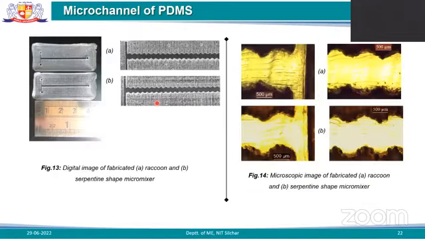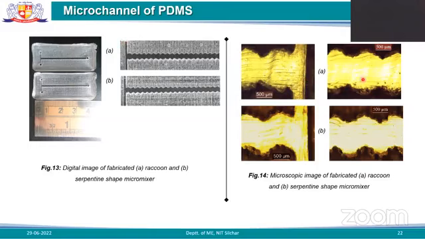So this is the physical look of what we have fabricated. These are the microchannels, Racon microchannel. These are digital images. Basically, the total dimension is near about 4 centimeter. If we see a close look, these are the air bubbles, whatever I told. They can be removed. I have removed them also later, but I have given this image to show how the air bubbles are there. So this is the close look of the Racon microchannel.